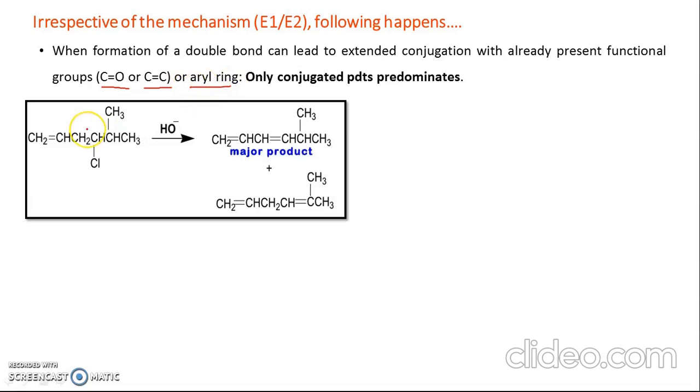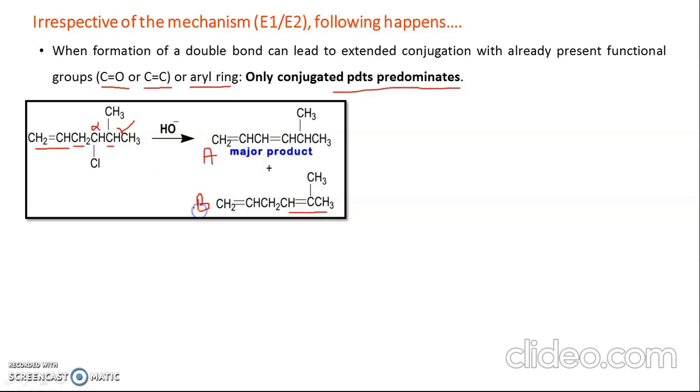So what will happen if that is already present and now you are generating one more double bond? If these two double bonds, or suppose the newly generated double bond is close to a carbonyl group or aryl ring, there will be some probability of conjugation. So that conjugation will lead to the major product. See this example, here we already have a CC double bond, right? This is our alpha carbon. Now this carbon is one beta carbon, this is another beta carbon. Now if you remove hydrogen from this side, then you will get this molecule. Suppose this is A, this is B.